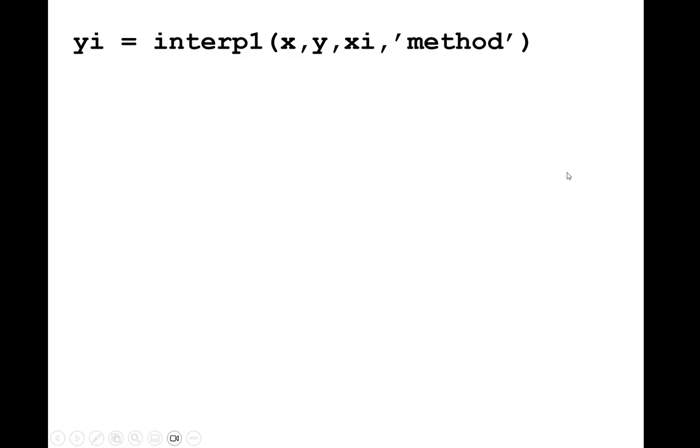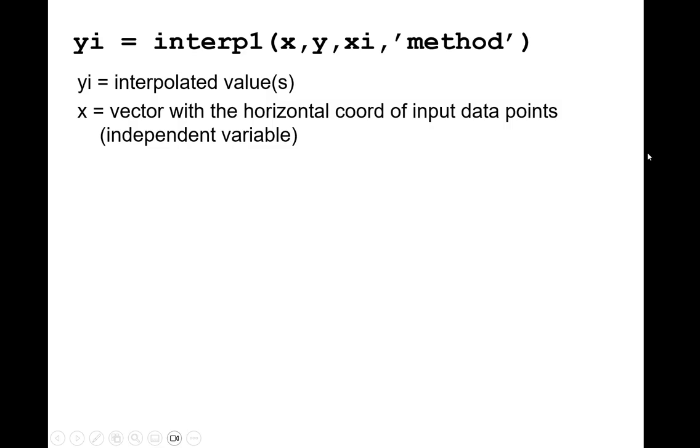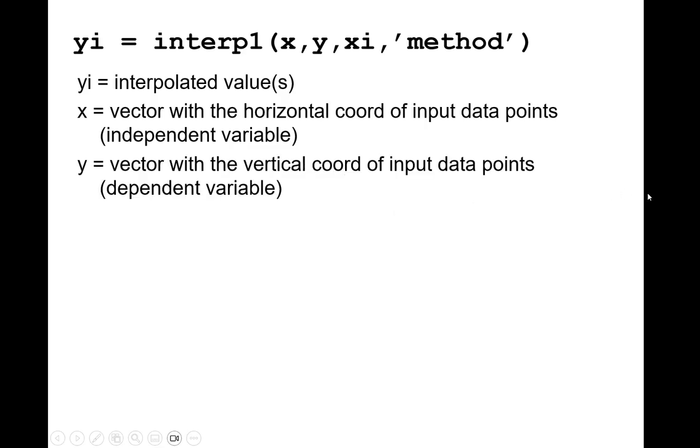And interp1 takes in 4 different variables. So what we're going to find are the interpolated values of a range provided. The first input, though, is x. This is your horizontal coordinates of the data points, or the independent variable. And y is the vertical coordinates, or the dependent variable.